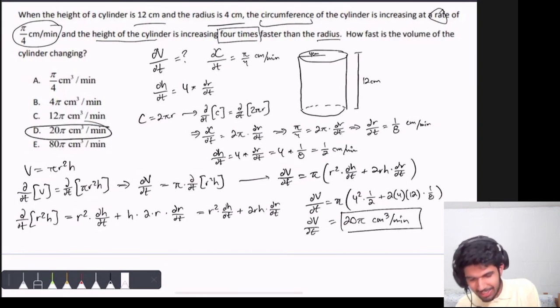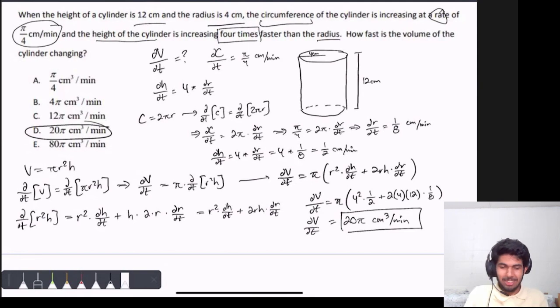Answer is D. And just like that, just from some basic data, the size of a container and how the circumference is increasing and how the height and radius are decreasing with respect to each other, we can figure out how fast the volume is changing. I think that's pretty exciting right there. And that's going to be all of the problems that we had for today.